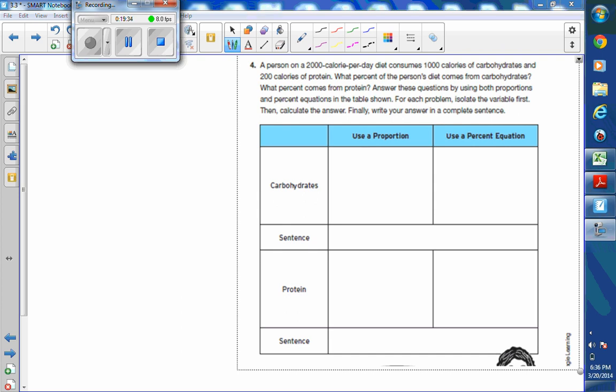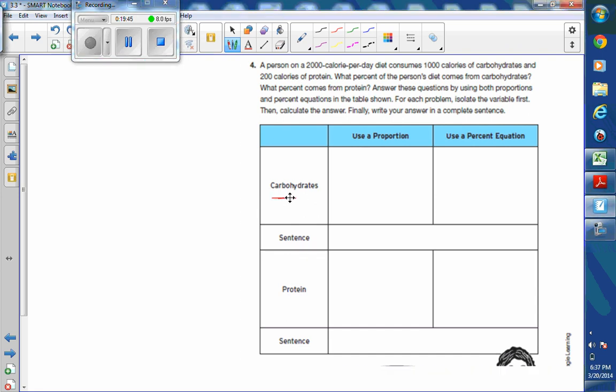Okay, so I'm going to have you do these on your own. Remember to use your proportion, put in your variable where it belongs, and do the same in your percent equation. Remember, this time you're looking for the percent of carbohydrates and proteins.